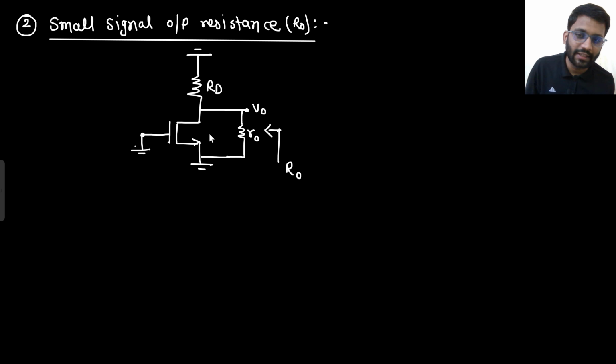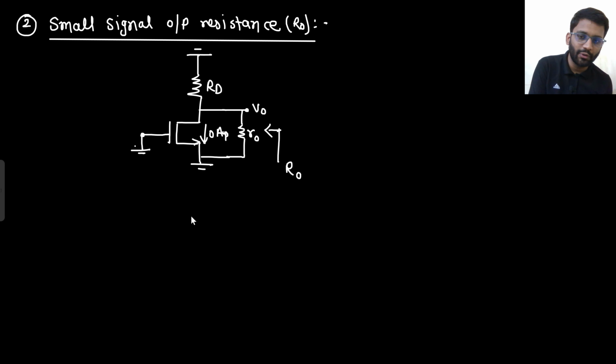Now tell me, what is the current here? 0 ampere, right? The current is 0 ampere because VGS is gone. Gate to source voltage is 0. Current is gm VGS. VGS is gone, so current is 0 ampere. So simply this MOS will be open circuited. That's it. So there is no use of this MOS.